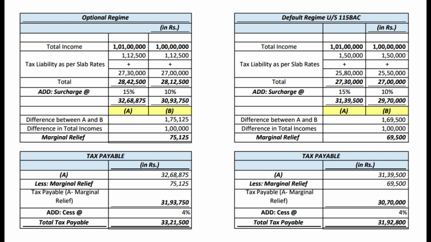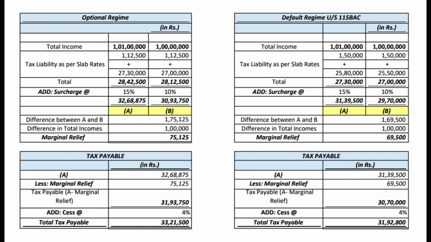Let us take the same case. The total income will be rupees 1 crore 1 lakh, but the assessee is paying the tax under the default tax regime under section 115BAC. In such a case, when the total income of the assessee is rupees 1 crore 1 lakh, the tax liability will be calculated as follows.